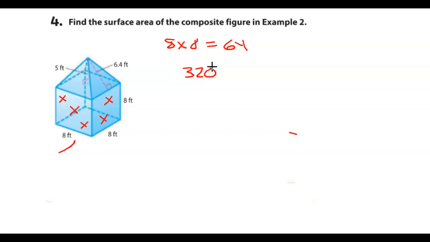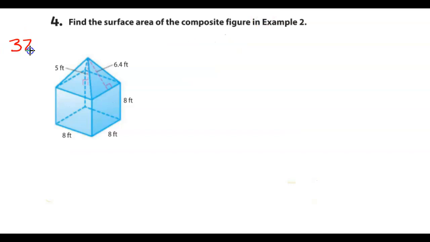All right, so now I found the surface area of the bottom cube, so what I'm going to have to do is find the surface area of the top, and then we'll just add them together. Okay, so I'm going to clear the screen and then write down 320 on the side here, just so we have a little bit more room to work. So we've got 320. So the cube is going to be 320. So now let's go ahead and take a look at the top here.